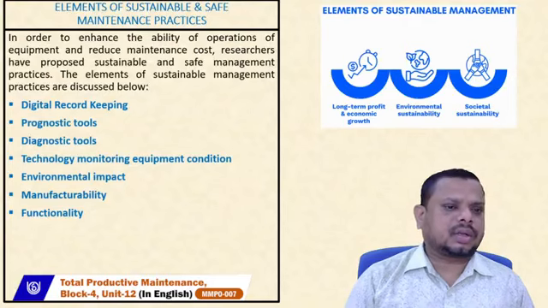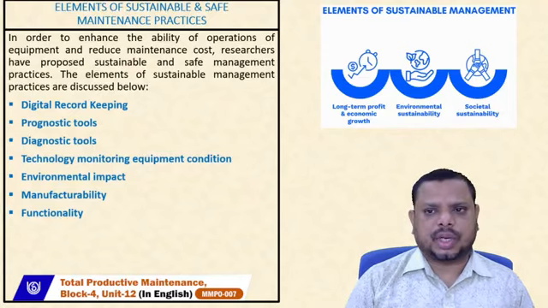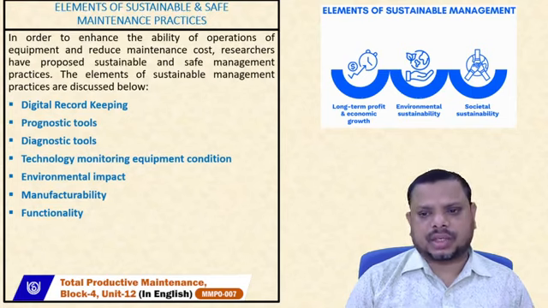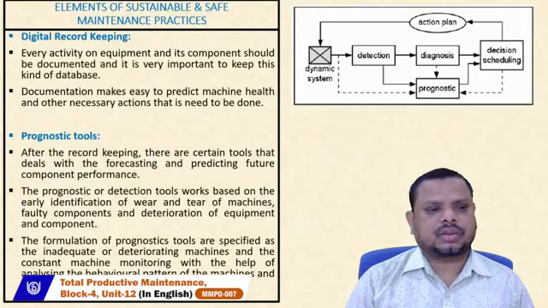So let's understand the different sustainability practices, starting from digital record keeping, prognostics tools, diagnostics tools, technology monitoring equipment conditions. The next one is environmental impact, manufacturability, and the last one is functionality. So we'll discuss them one by one. The first one is record keeping.